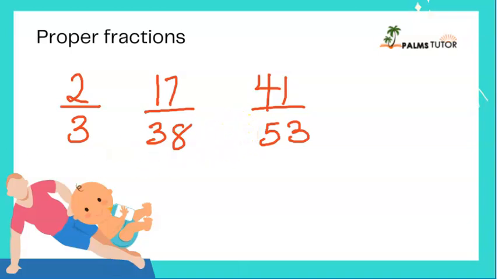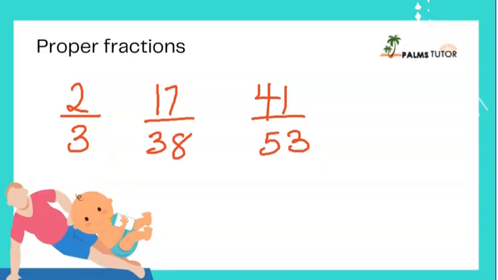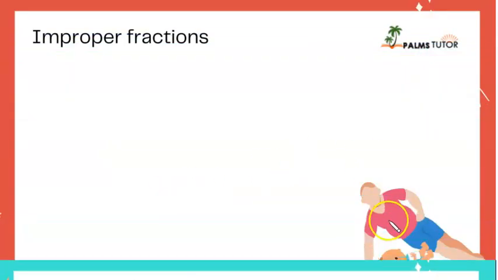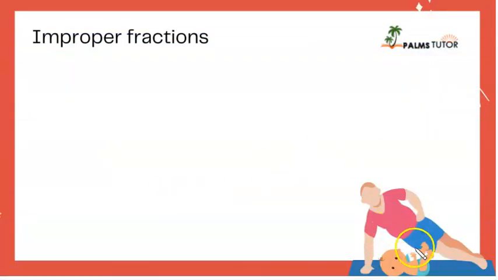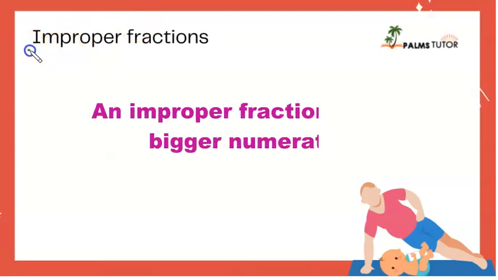But when we talk about something improper, it will be very improper for this man here to lay on this baby. Or imagine yourself carrying your mom or your dad. That will be very improper because they are way bigger than you, right? So improper fractions, from the word improper, have bigger numerators. Improper fractions have bigger numerators.